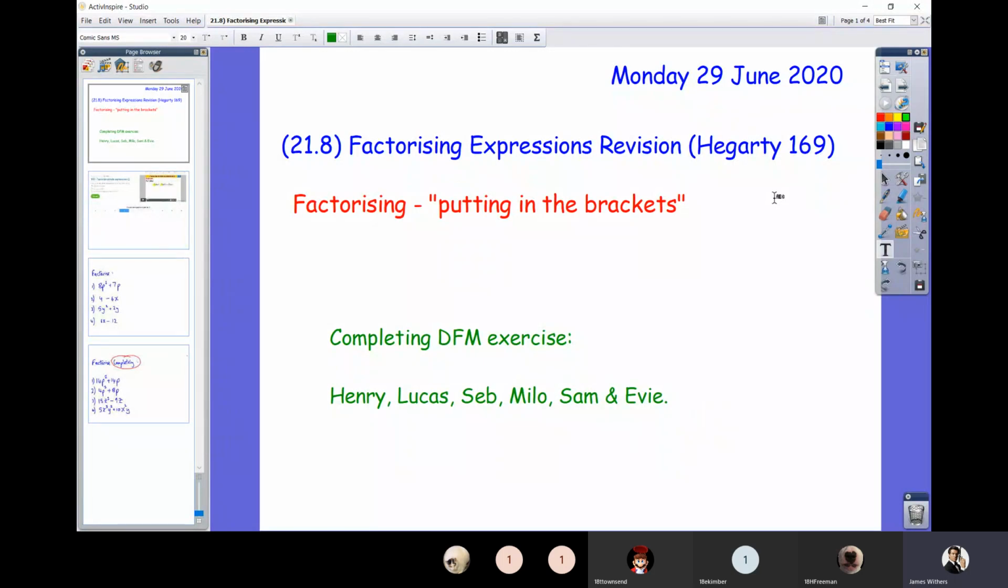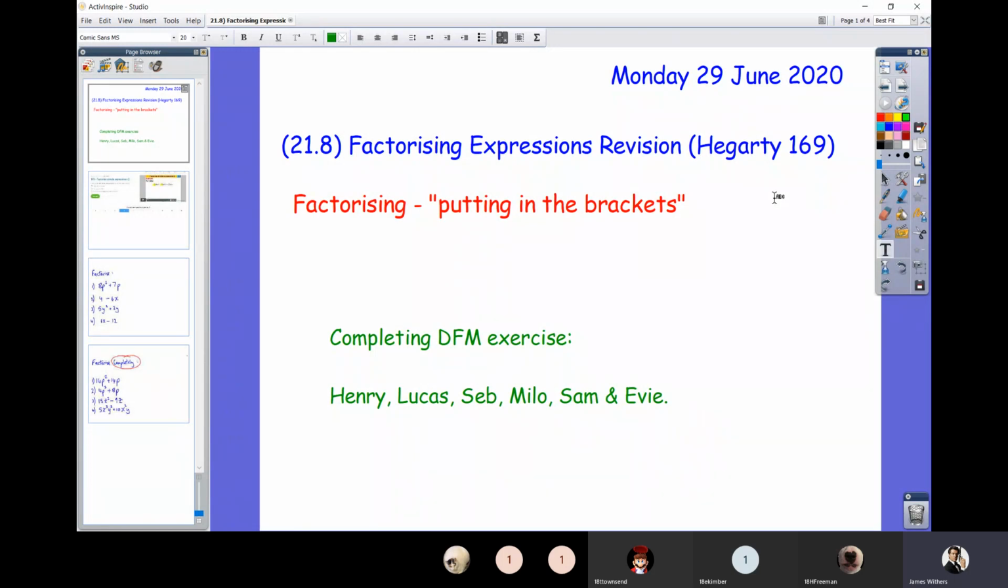So I set an exercise, a short algebraic exercise, about a week ago. To be honest, I'm not overly worried about how you're doing it. I just want to see that you've been able to log in properly and you can see how the whole thing works. So please could Henry, Lucas, Seb, Milo, Sam and Evie make it a priority to try and find out how to log into the Dr Frost maths. And if you can't do it, let me know and I will help you.